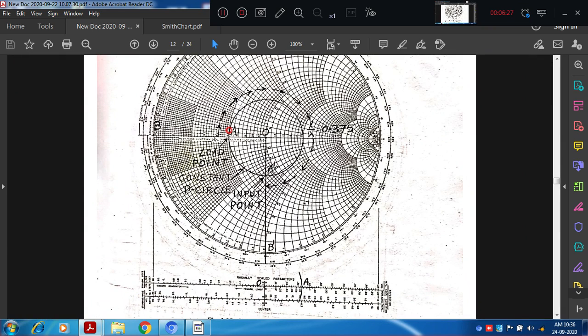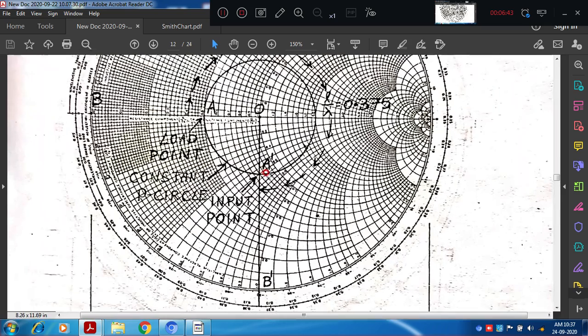What we have done is we have moved 0.375 wavelength distance from the load point towards the generator. There I will get the input impedance, that is ZS, right? So now we got the B dash point as well as the A dash point. Now this point is our input point, right? So how to get these values?